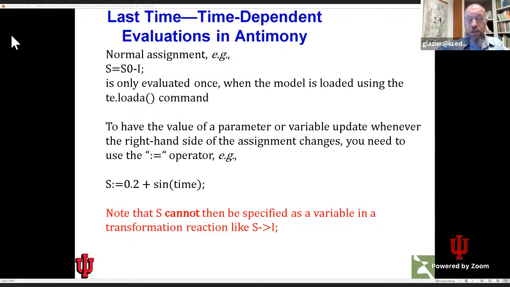You still have sometimes in Antimony a little bit of a problem, because if you say s := 0.2, then s cannot be used in a rate equation on either side of an arrow. s can be used essentially only as a parameter in a rate equation. And so that means you have to do a little bit more work if you want to have time varying values on top of a rate law.